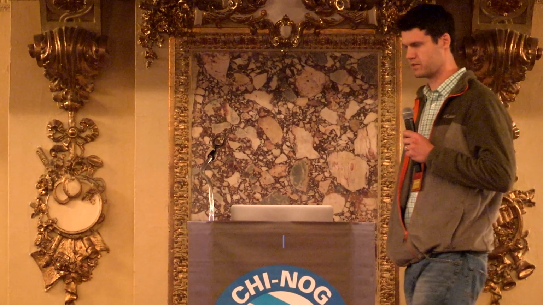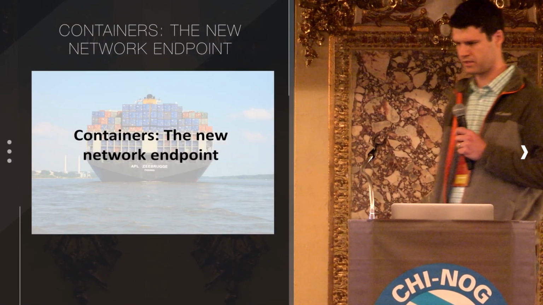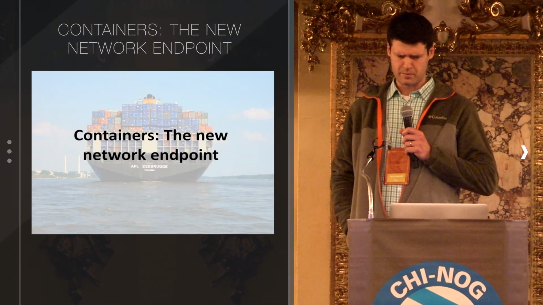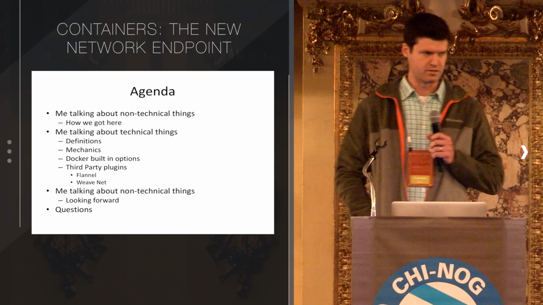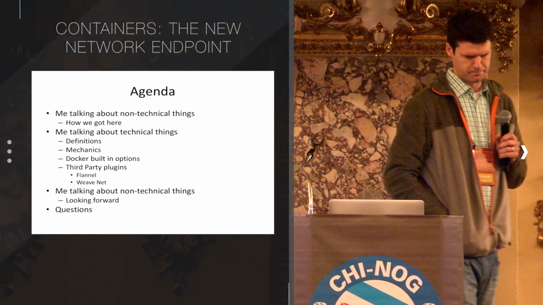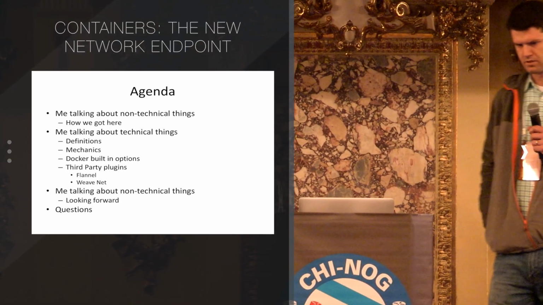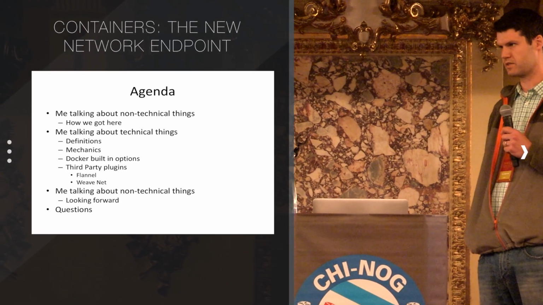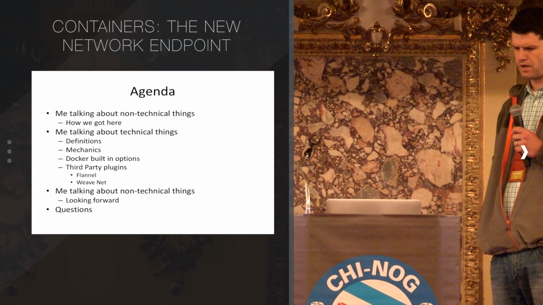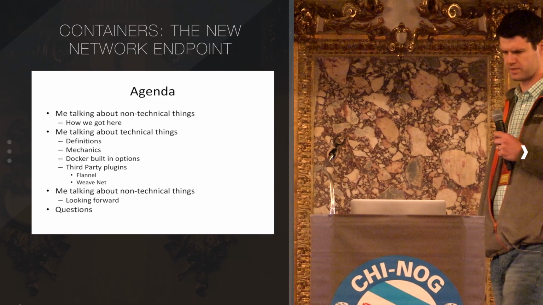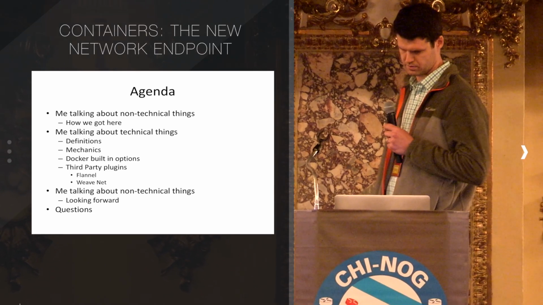So in terms of agenda, I want to start off talking about how we got here, why I think container networking is important, something we should be paying attention to. Then I'm going to get into some of the technical stuff. I want to go through some definitions that I think are relevant, talk about the mechanics, focusing on the primitives of how we connect a service in a container to the upstream network. And then we'll talk about some of the Docker networking built-in options.